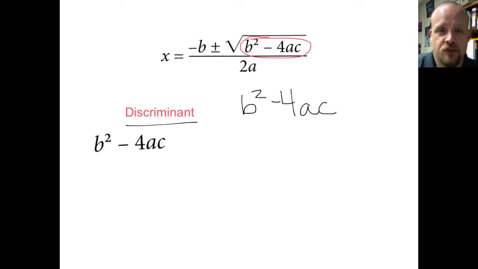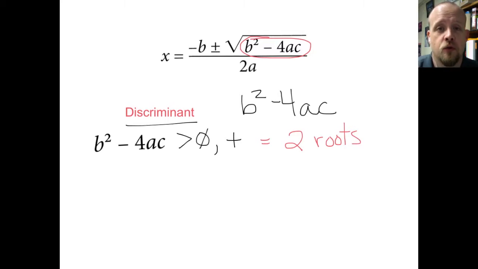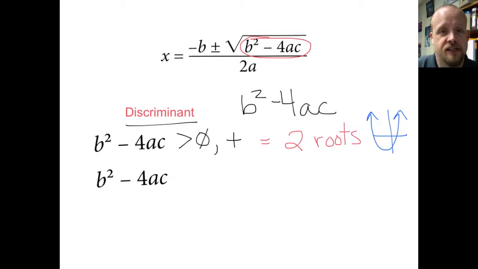If b squared minus 4ac is in fact greater than 0, that is, it's bigger than 0, it's a positive number, we know that our quadratic function has two real roots. In other words, when you graph it, your plot will cross the x-axis twice, like it does in this example. On the other hand, if b squared minus 4ac is equal to 0, that is, it comes out to 0 perfectly, that means that you only have one root.